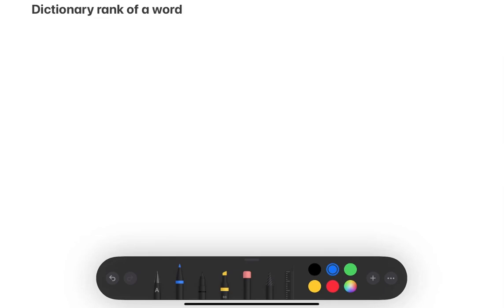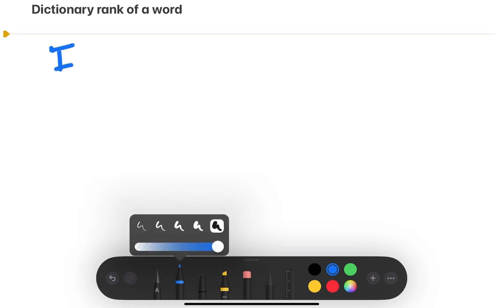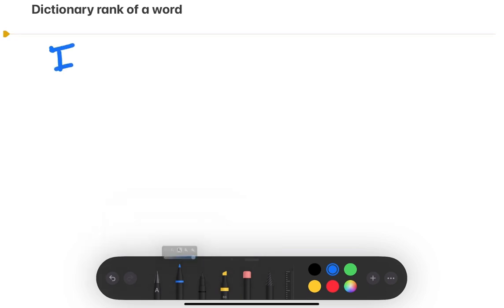So, dictionary rank of a word: how to find the dictionary rank of a word. Let's say I am taking a word, let's say INDIA. So what is the first step? First step, we have to arrange the letters of the word according to the increasing order of the alphabet.